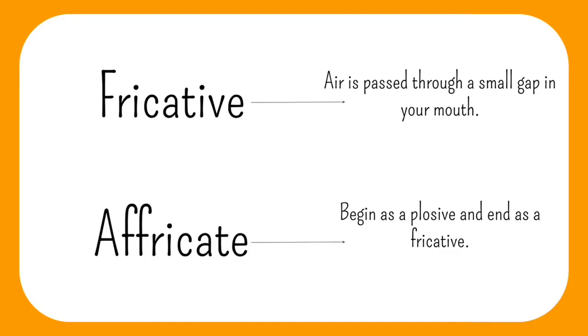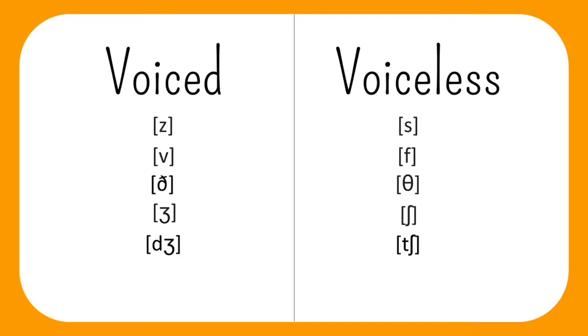Affricates, on the other hand, begin as a plosive and end as a fricative. Just like the plosives that we talked about in the last video, these consonants come in pairs. One in the pair is voiced and one is voiceless. Remember, you can check if a sound is voiced or voiceless by placing your finger on the front of your throat. If a sound is voiceless, you won't feel anything, but if it is voiced, you will feel a vibration.